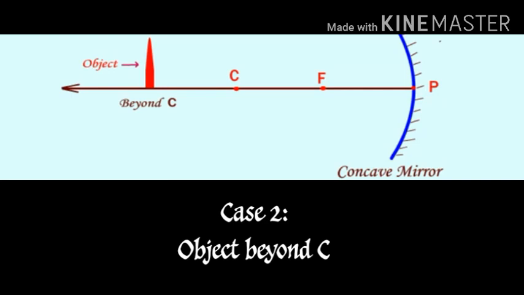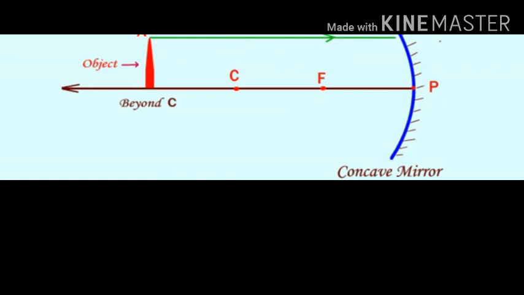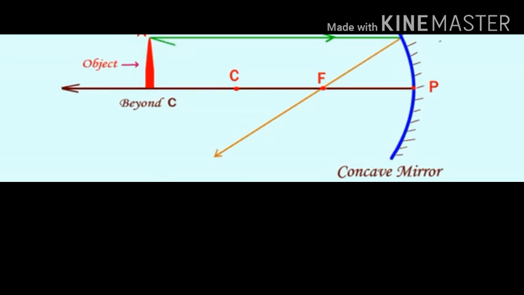Then case 2, object just beyond the center of curvature, or object behind the center of curvature. Just consider an object in contact with the principal axis, just behind the center of curvature of that mirror, and from the topmost point of that object we have to consider any two light rays. The first one we consider parallel to the principal axis, and the other one passing through the focus. Among the four types of light rays, any one can be considered, but here we consider one parallel to the principal axis and the other passing through the focus.